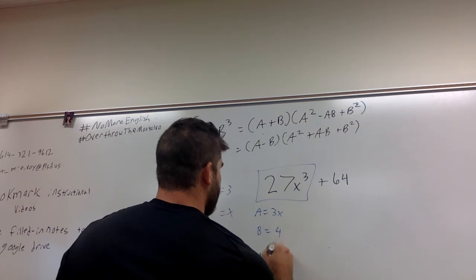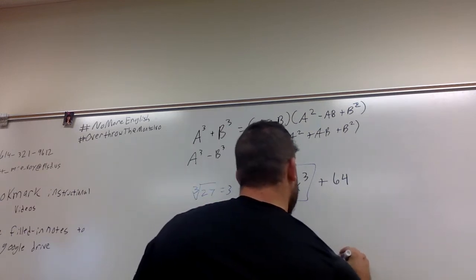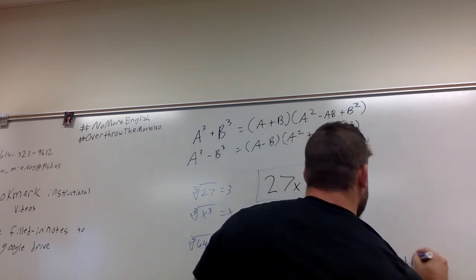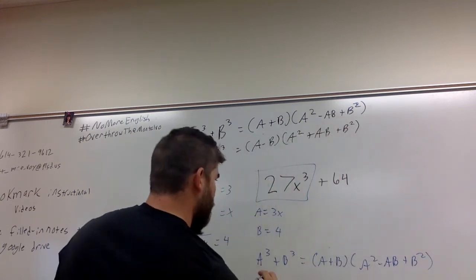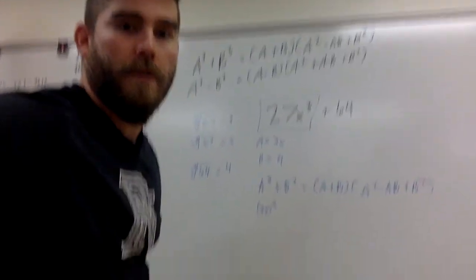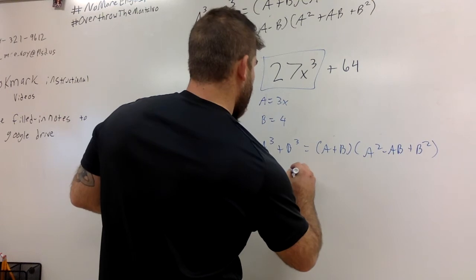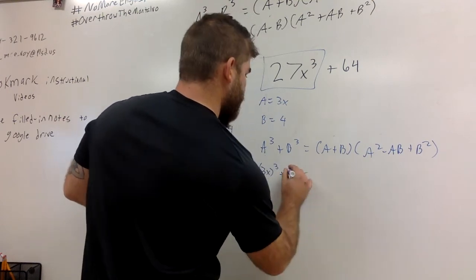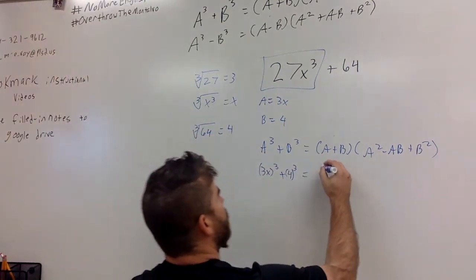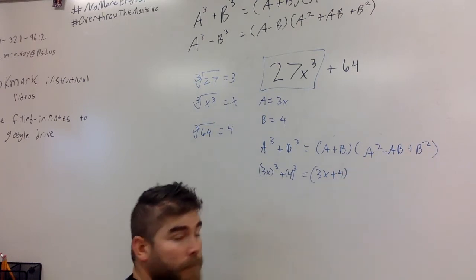So I always start by just writing the formula down. Even though I know I already wrote it, it's redundant, I get it, but I have a habit. So now I know my a is 3x, so I have 3x cubed plus 4 cubed. Parentheses just for habit. And now I'm just going to plug it in. My a is 3x. My b is 4.